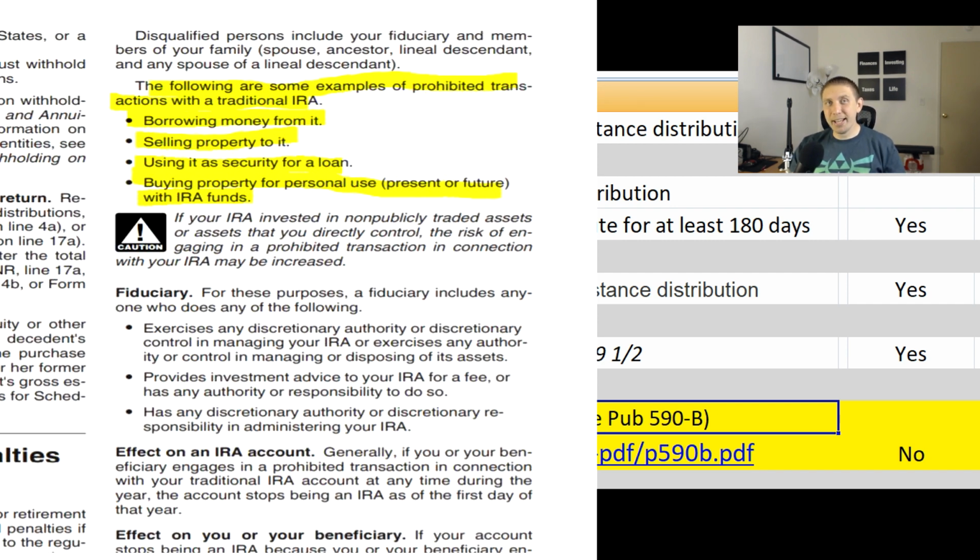Like you can't buy collectibles within your Roth, or there are rules around collectibles like physical gold. I'm not talking about stocks, I'm talking about physical assets and things like that. So just know what they are, and you can explore that further in detail by clicking this link here and checking out the prohibited transaction portion of this publication.